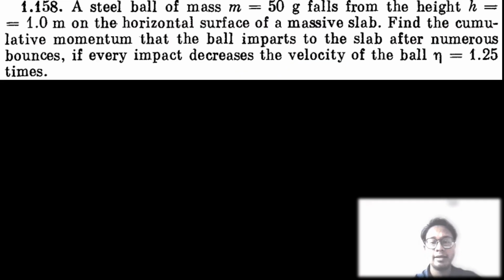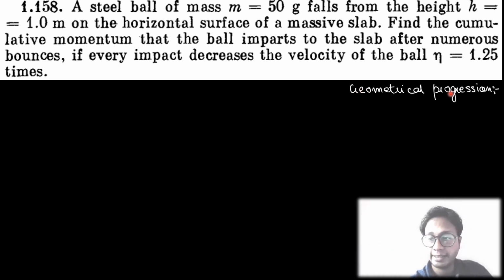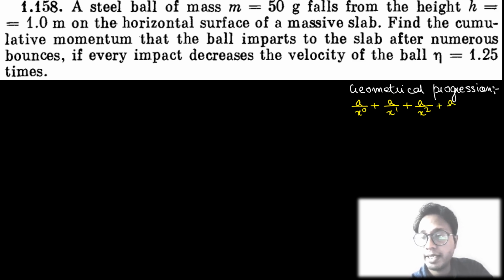In mathematics, there is a chapter called AP, GP, and HP. This question uses the concept of geometrical progression. It says that if there are numbers in a pattern such as a by x to the power 0, plus a by x to the power 1, plus a by x to the power 2, plus a by x to the power 3, and so on, as long as a by x is lesser than 1.